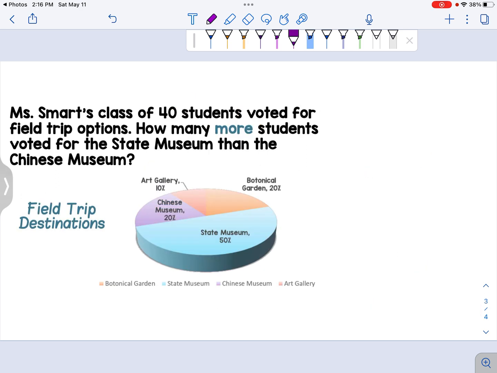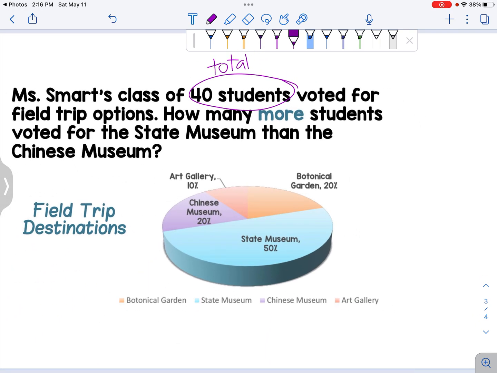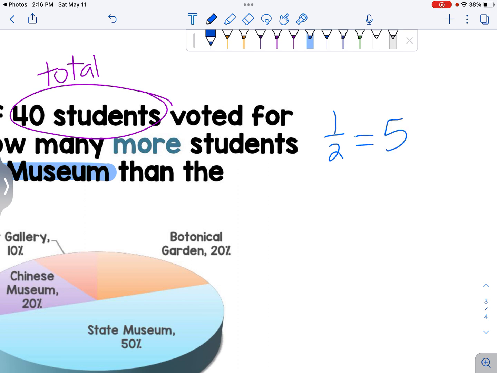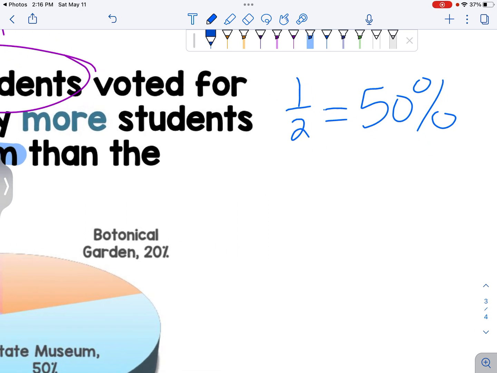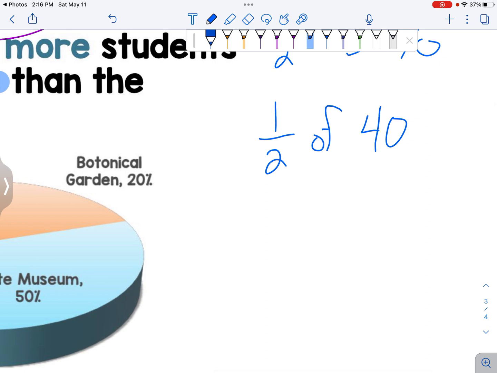Let's try this again. Same exact pie chart, but now we're going to ask a different question. There are still 40 total students. Now we need to figure out how many more students voted for the State Museum than for the Chinese Museum. So the State Museum is 50%. Well, if you know that 50% is half, then you can find half of 40. I know half of 40, it's 20.